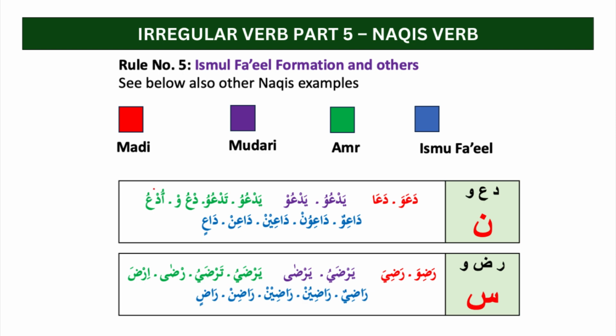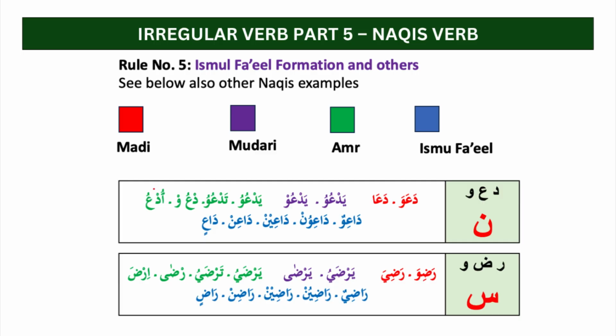Then, in the Mudari, the form shown is yad'u becoming yad'u. Again, Arabic does not keep the heavier ending. The final weak letter is made lighter, so the word settles into the smoother form yad'u. Then, in the Amr, we see ud'u. Here, the form becomes even shorter, because the command form naturally tends toward brevity and lightness, so the weak ending is reduced and the word becomes ud'u.